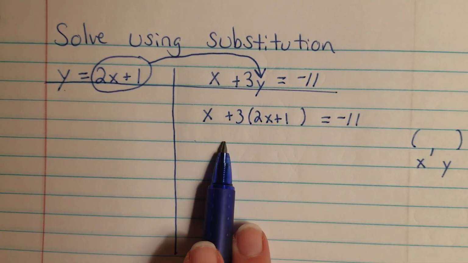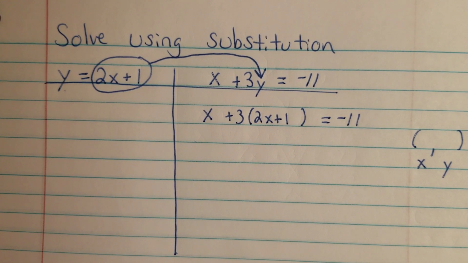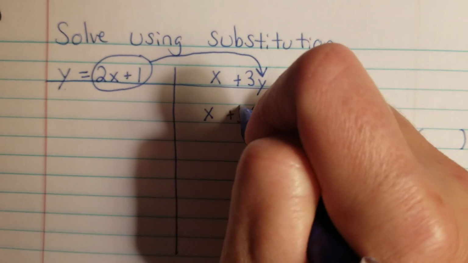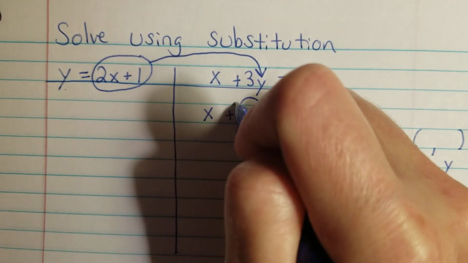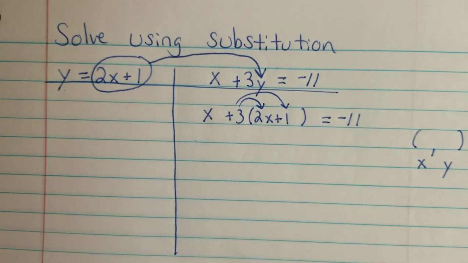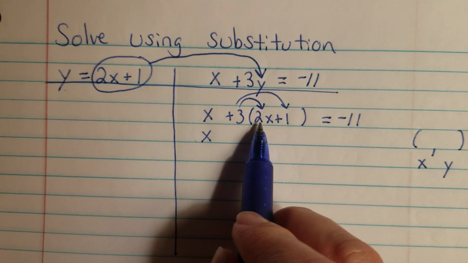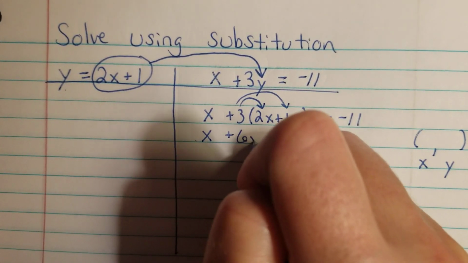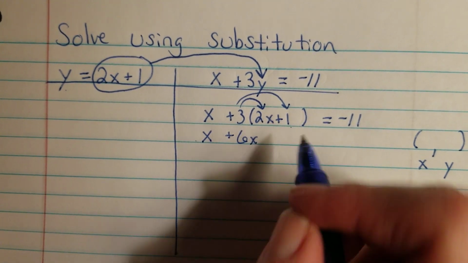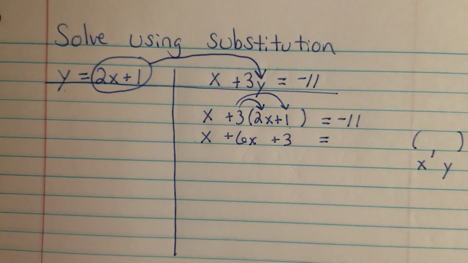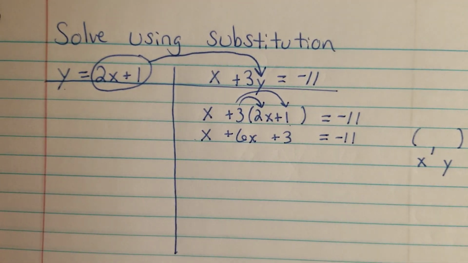Sometimes you solve for your y value first, so keep that in mind. My first step in solving this equation would be the distributive property. I need to distribute in my 3. Bring your x down, don't forget it. 3 times 2x gives you 6x. 3 times 1 gives you 3. Keep those equal signs lined up. Bring down the negative 11.